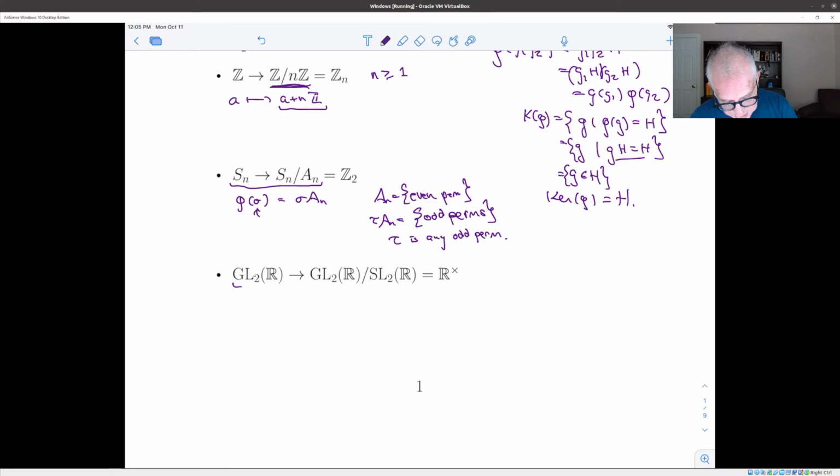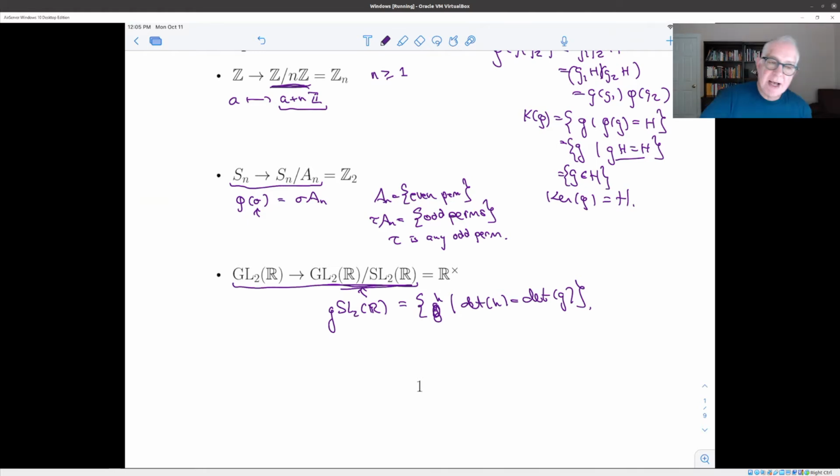And in the case of GL2R, we have the normal subgroup SL2R. And in the section on cosets, we worked out that the cosets of GL2R mod SL2R correspond to the multiplicative group of real numbers. Basically, the coset G·SL2R consists of the matrices, let's call them H, whose determinant is equal to the determinant of G, because when you multiply G by a matrix of determinant 1, it still has the same determinant.